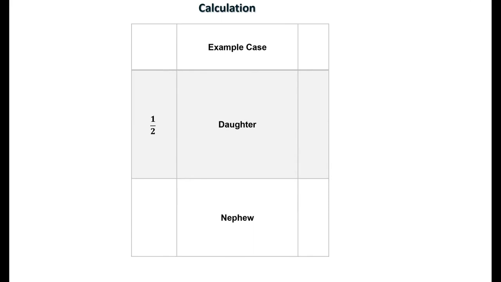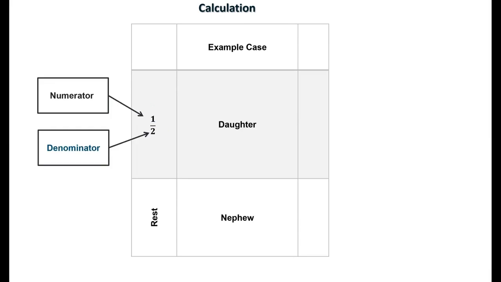In this case, the daughter is getting half and the nephew is getting the rest. In the fraction that we have here, the number on top is known as the numerator, and the number at the bottom is known as the denominator. These two numbers are very important when calculating the cases. So in this case, the most important one is the denominator.